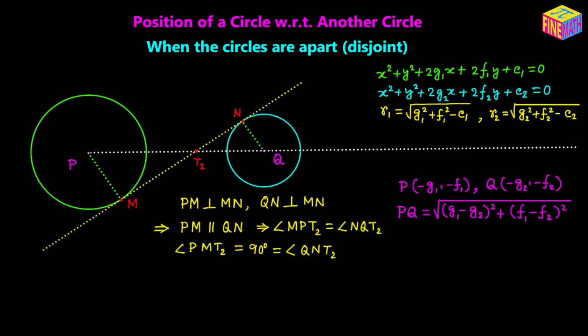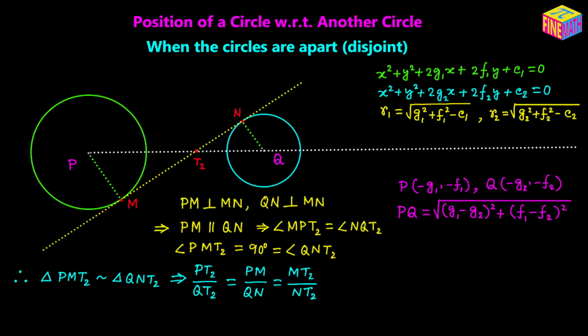And if you look at the vertically opposite angles, which are angle PT₂M and angle QT₂N, they are also equal angles. So now if you look at these two triangles, triangle PMT₂ and triangle QNT₂, you will see that their corresponding angles are all equal. That means those two triangles are also similar triangles. And because they are similar triangles, the ratio of their sides will be equal.